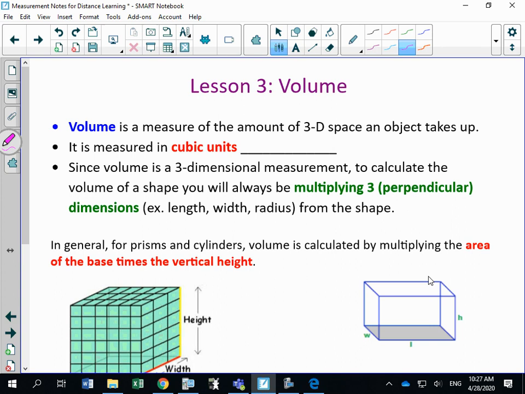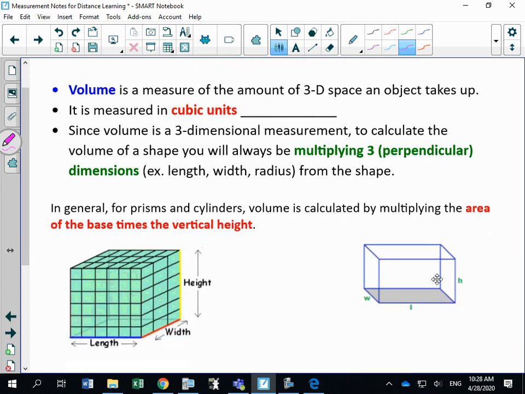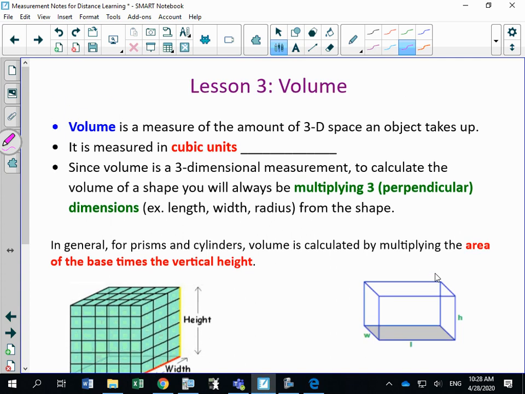Remember that when I said surface area, I always tell students to imagine that they're painting the outside of an object. With volume, what I tell students to envision is that you are filling up a hollow object with, let's say, water or sand, and it's going to be how much water your object will contain. Okay, so that's what volume is. Volume is a measure of the amount of 3D space that an object takes up, and you always imagine that the object is hollow. Volume is measured in cubic units.